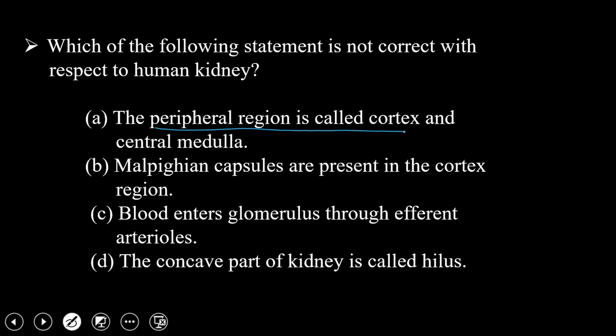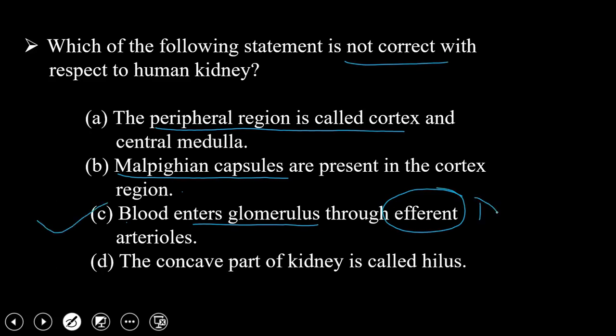Malpighian capsules are present in the cortex region. This one is also correct. Malpighian bodies are present in the cortex, while loop of Henle and collecting duct are present in the medullary region. Blood enters the glomerulus through the efferent arteriole. So the incorrect statement is C, because it is not the efferent but the afferent arteriole which carries blood to the glomerulus. So this one is the correct answer.